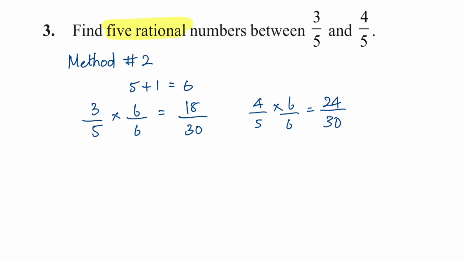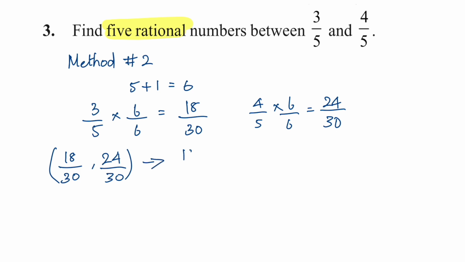Now you have a range of 18 divided by 30 and 24 divided by 30. If you simplify these numbers, they would come to 3 by 5 and 4 by 5. But we have just multiplied them by 6, so it's easy for you to extract rational numbers between them.